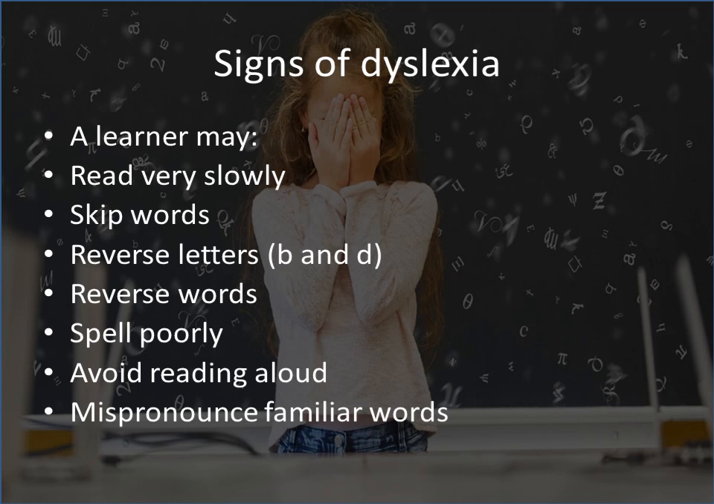So what are the signs of dyslexia? A learner may read very slowly. You'll notice others are reading at a good pace, but this one is reading very slowly. She or he skips words, reverses words, especially B and D, right? Then reverses letters and spells poorly, avoids reading aloud, and mispronounces familiar words. So these are the signs of dyslexia.